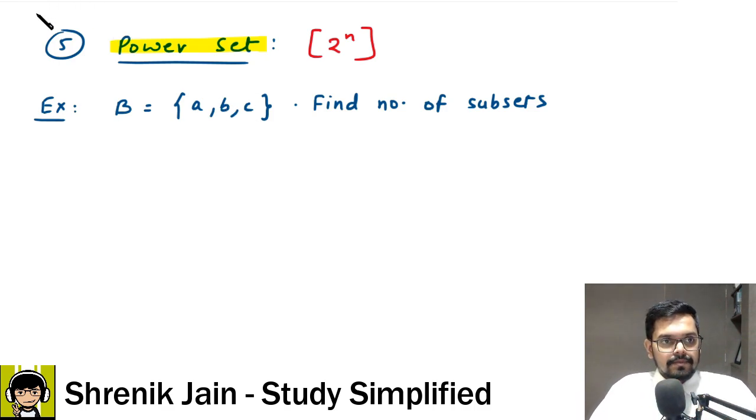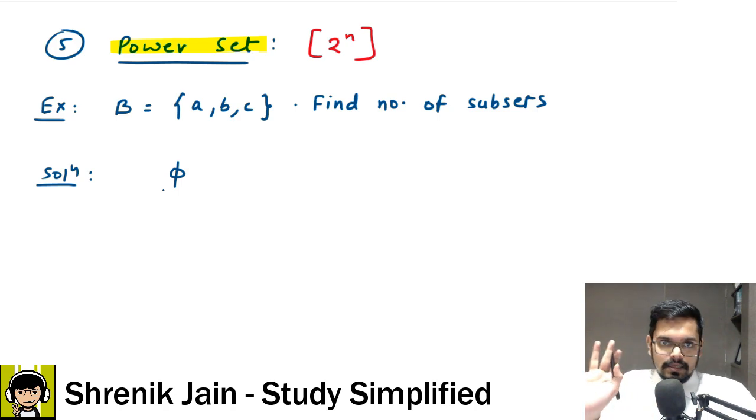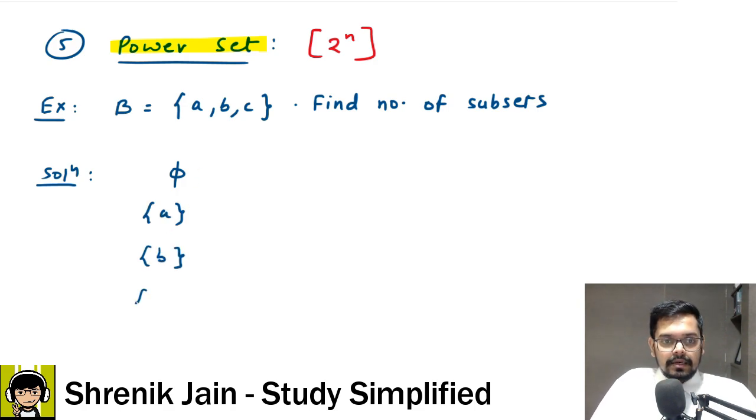Let us create that. So solution. First, I will say that null is every time a subset of any set. So one set is this null set. Then we have one element subsets, A, one element, then B, then C, that's all. Now you can't make any more one element singleton sets. These are all the singleton sets which are possible.